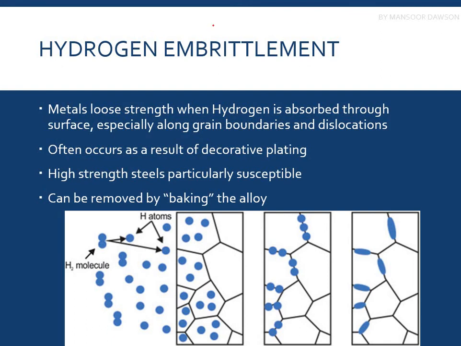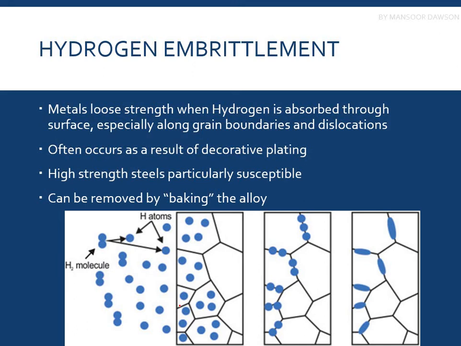So next we have hydrogen embrittlement, in which metals lose strength when hydrogen is absorbed through the surface, especially along the grain boundaries or the dislocation sites, or in between the grains. The hydrogen gas is often trapped while we are doing decorative plating. If the plating is not done in an inert environment and hydrogen is present in that environment, the molecules or atoms of hydrogen can be easily entrapped between the decorative plating layer and the metal, causing embrittlement.